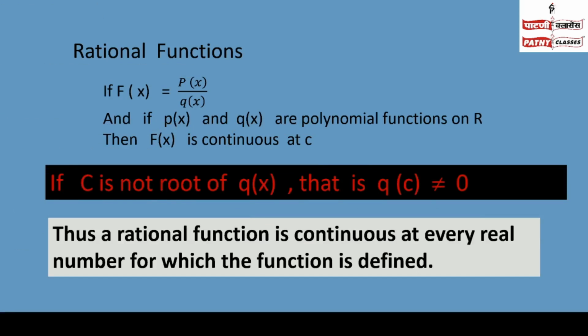We conclude that a rational function is continuous at every real number for which we can define the function. If the function is defined, then it is continuous, but if q of x is not defined, then the function is not continuous.